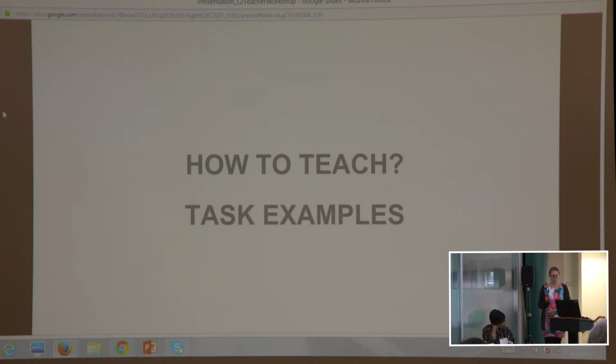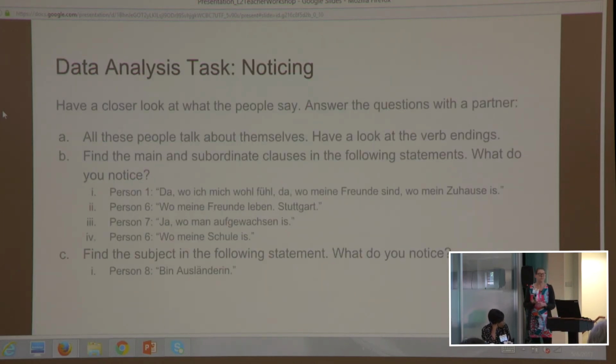Okay, and what we thought you could do is, as a data analysis class, just have students notice the difference between spoken and written language. For example, here, these are example phrases from the survey that was done. So here we're asking students to have a closer look at what people say, and answer the questions with a partner. All these people talk about themselves, have a look at the verb endings. Do you notice something? Or find the main and subordinate clauses here. What do you notice? Is there actually a subject in the last statement here? What do you notice? So it's just about awareness raising.